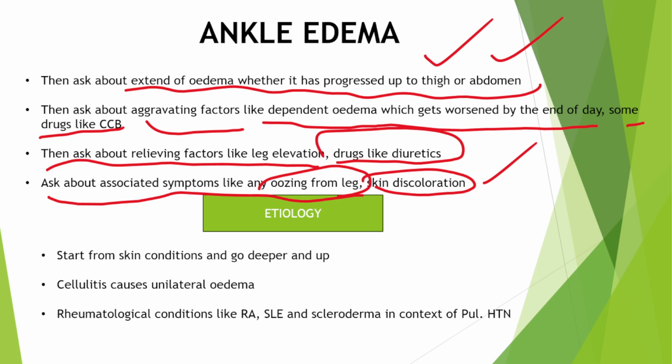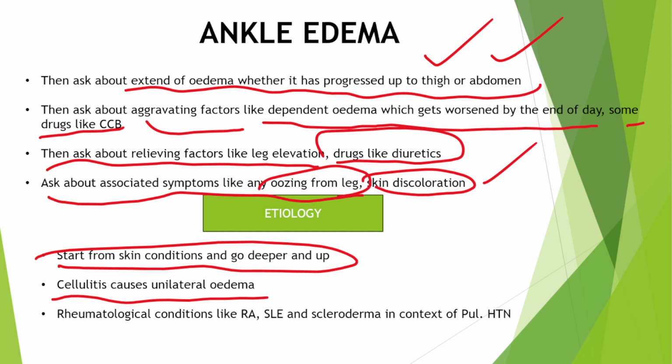Then we'll touch upon the etiology. I have a systematic approach to that. For this, I will start from the skin condition and go deeper and up. So focus now. We'll start with skin condition. Cellulitis can cause unilateral edema. Then after skin are the bones and muscles.